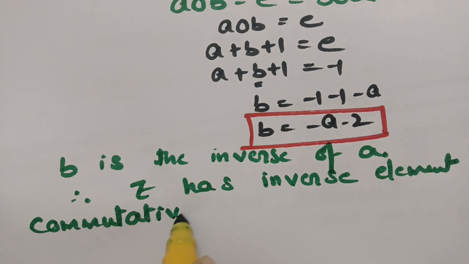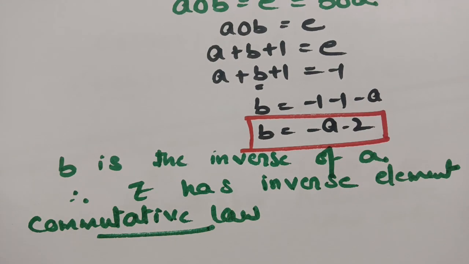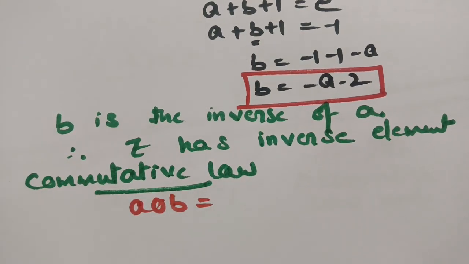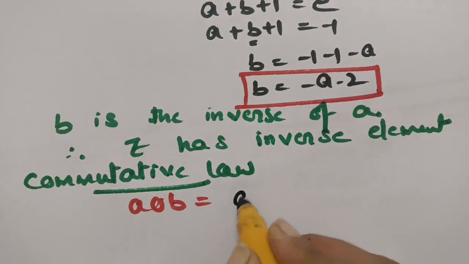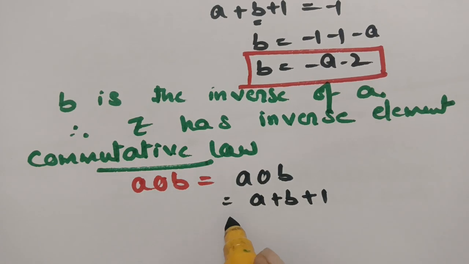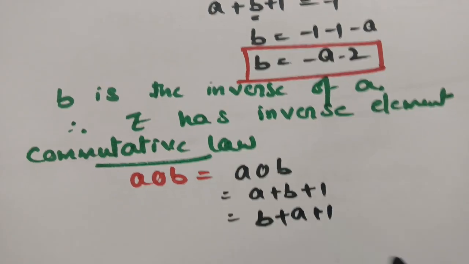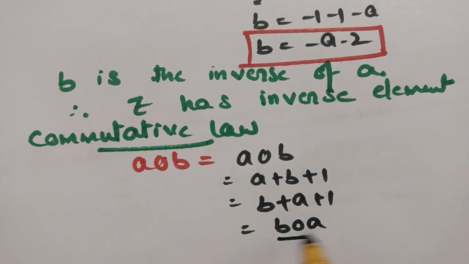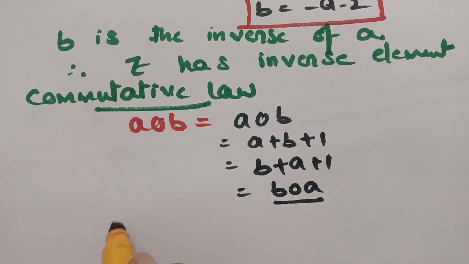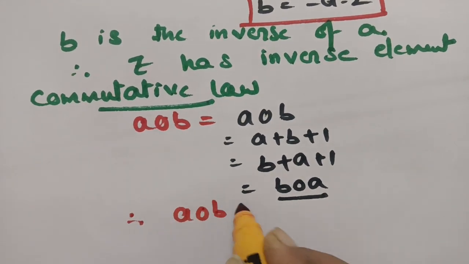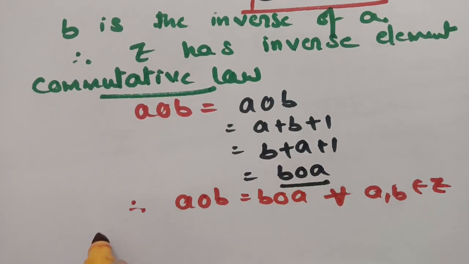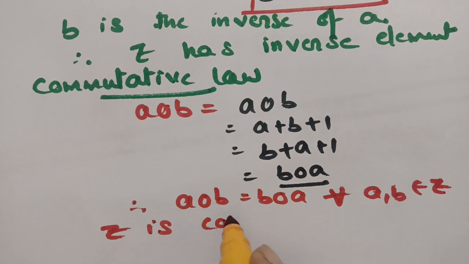For the commutative law, consider A circle B. For A circle B, we have to add these two plus 1. And again, interchanging, that is B plus A plus 1, which is equal to B circle A. I have considered A circle B, which is equal to B circle A. Therefore, A circle B is equal to B circle A for every A, B belongs to Z, and therefore Z is commutative.